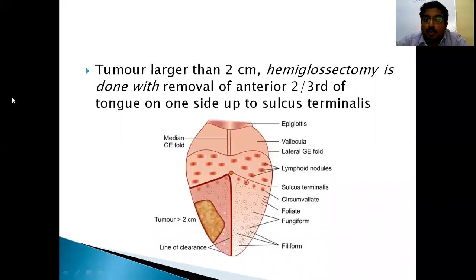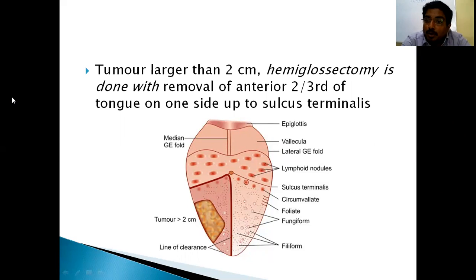See, if the tumor is more than 2 centimeters, hemiglossectomy is done with removal of the anterior 2/3 of the tongue on the side, up to the sulcus terminalis. This is a tumor of more than 2 centimeters, and we will go for hemiglossectomy of the anterior 2/3 of the tongue on one side up to the sulcus terminalis. I already told you, the sulcus terminalis is present in a V shape. Up to the sulcus terminalis, we have to remove that.